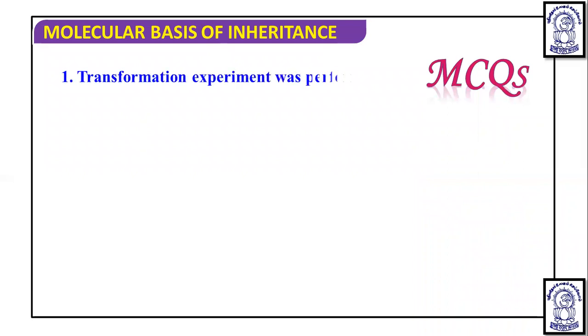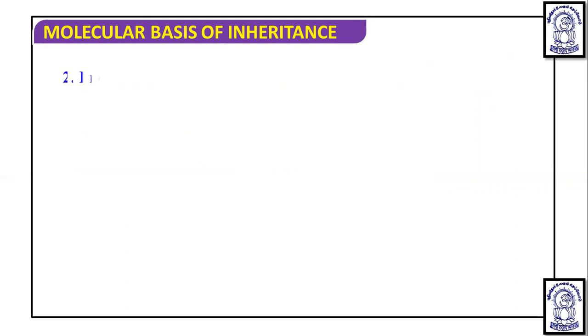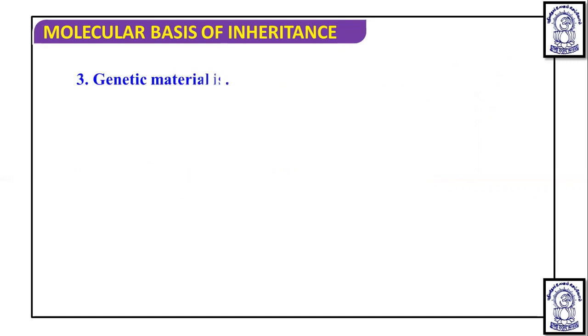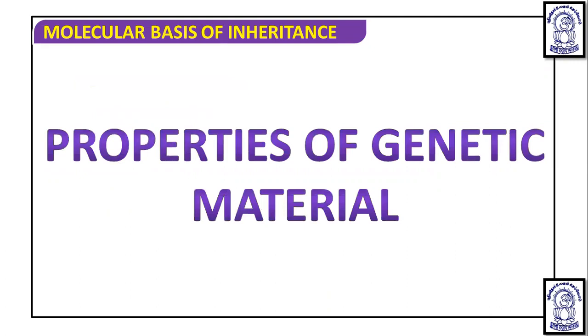So let us discuss some of the simple questions. The transformation experiment was obviously performed by Frederick Griffith on mice. Pneumonia is caused by Streptococcus pneumoniae. And third, the genetic material is nothing but DNA. So these are the two experiments, and ultimately the unequivocal proof was given by Hershey and Chase.